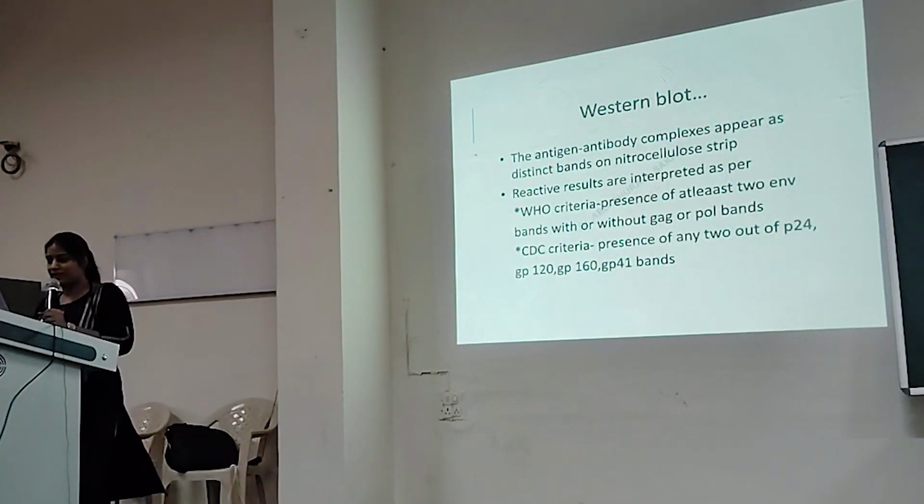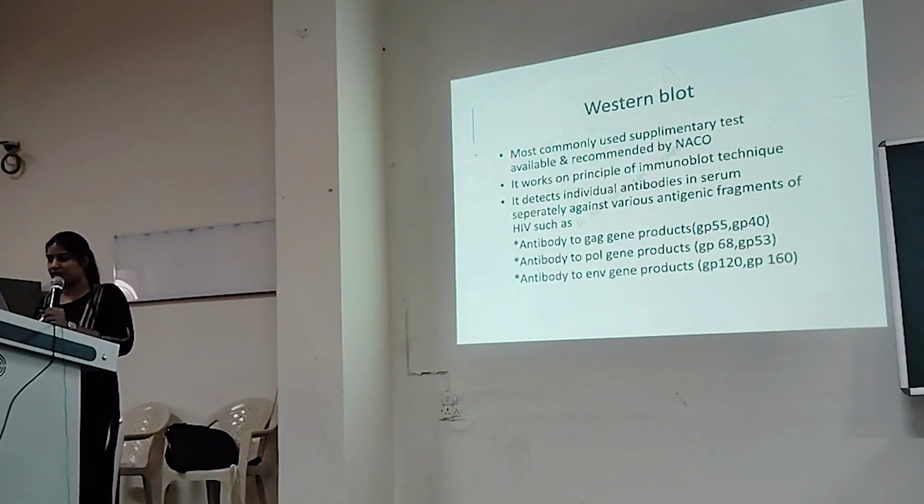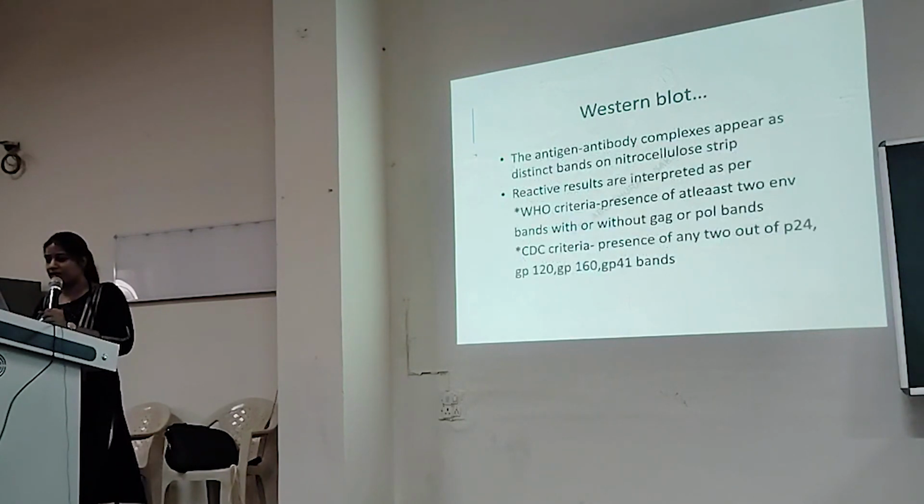According to WHO criteria, at least 2 envelope bands, with or without gag or pol bands. Envelope means 120 and 160. And according to CDC criteria, any two out of P24, 120, 160, 41, we can consider the Western blot as positive.